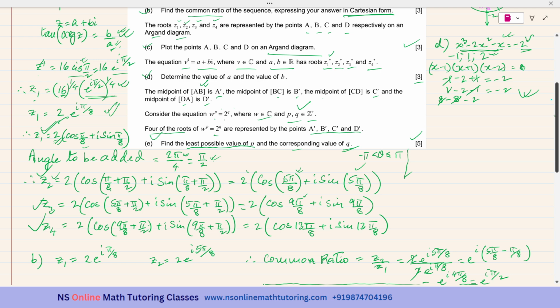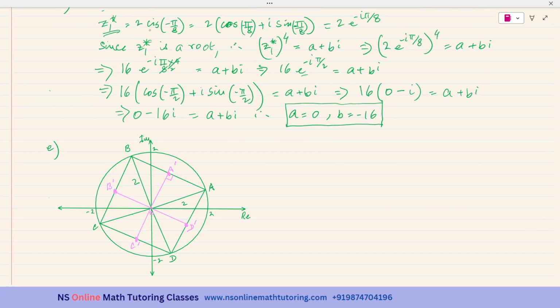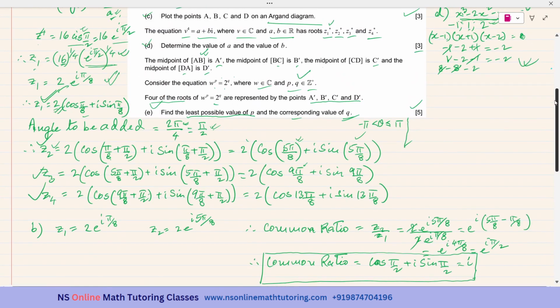Let me draw the Argand diagram and draw these A prime, B prime, C prime, and D prime. Now this is the Argand diagram that I have drawn. First of all, I have drawn a circle with radius 2 units, and then I have plotted the points A, B, C, D, the roots z1, z2, z3 and z4, and then I have connected AB, BC, CD and DA, and I have got A prime, B prime, C prime and D prime as the midpoints of these line segments. Okay, and now we have to get these solutions.